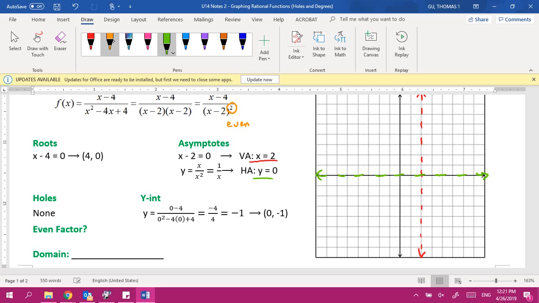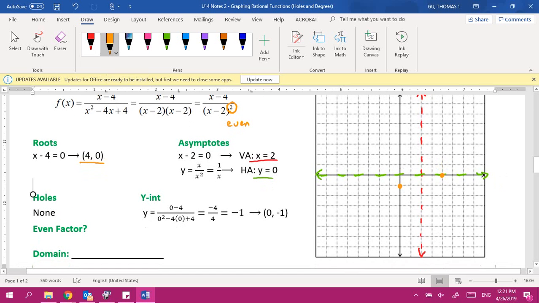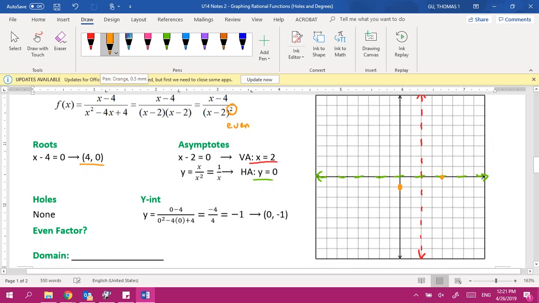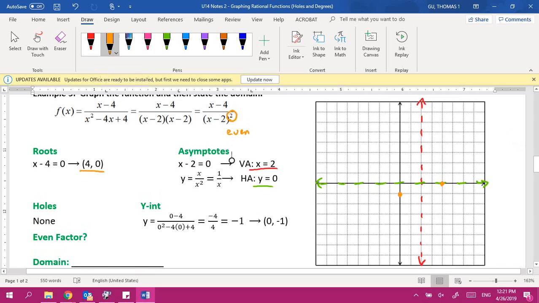All right, what are the 2 points they gave us? 4, 0, and 0, -1. Wow, what's weird about this graph already? The point (4, 0) is on the horizontal asymptote. That's why we said yesterday in the notes that sometimes you can actually touch the horizontal asymptote.